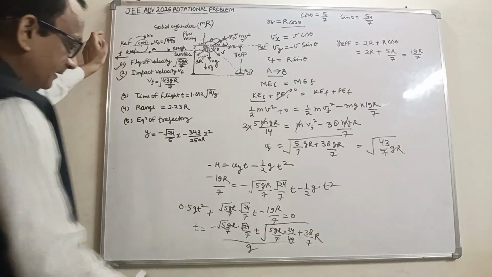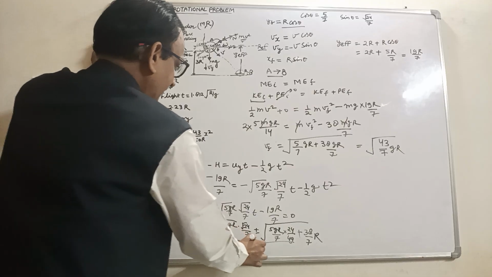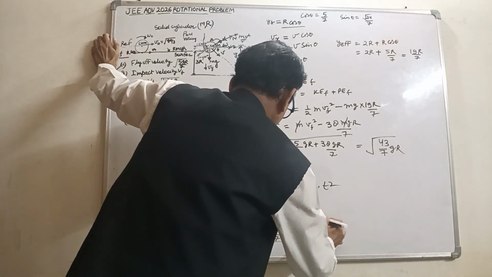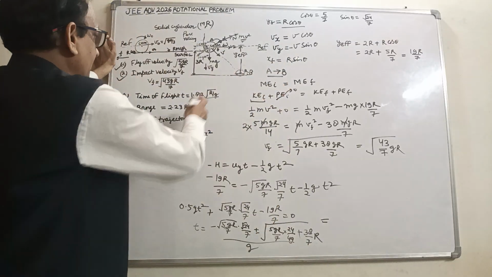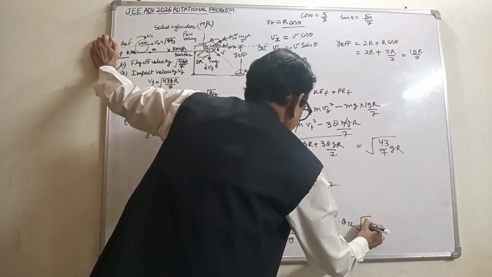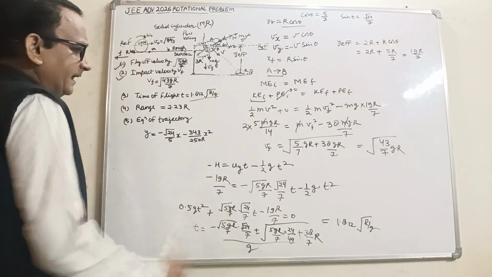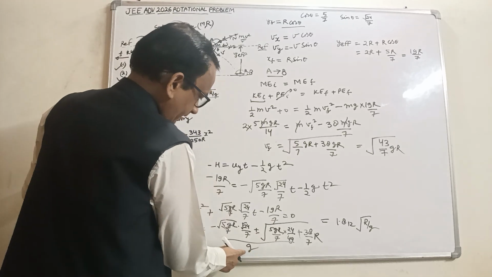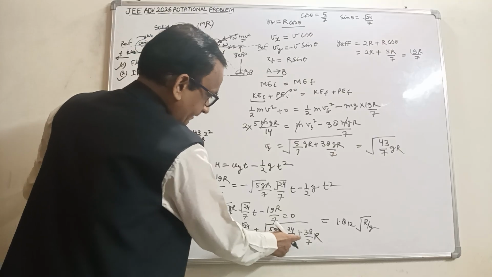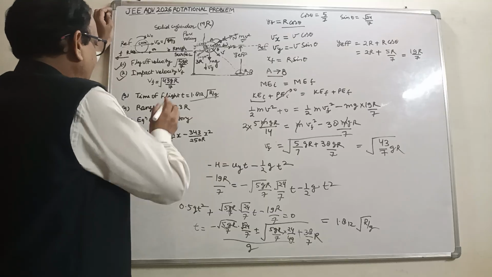On dividing by gr, this becomes under root g by r, and on solving we get this result. This is a calculation, and the result would be 1.812 into root of r by g. You have to solve this calculation and get the answer. On dividing by g, this becomes r by g. So this is the time of flight.